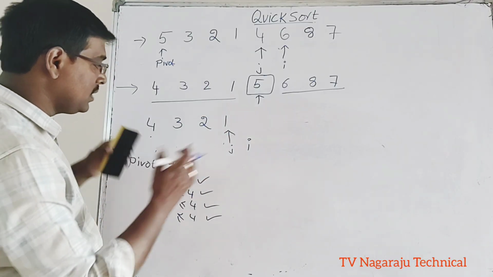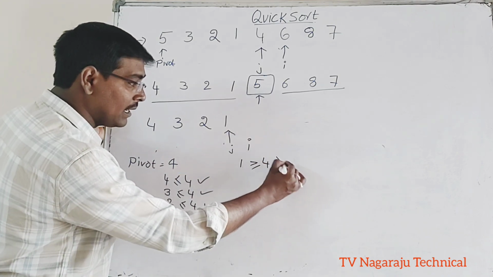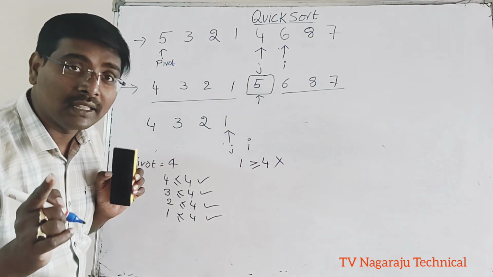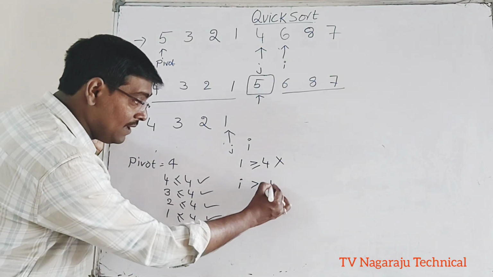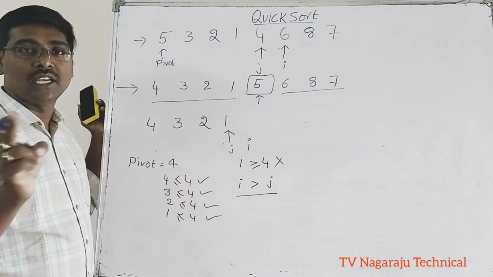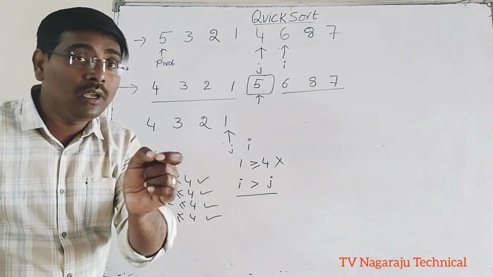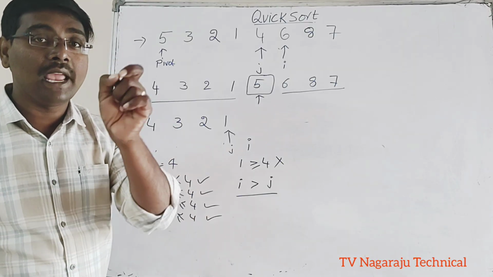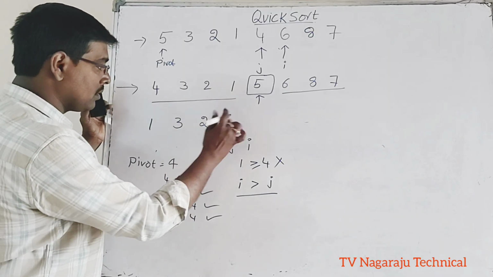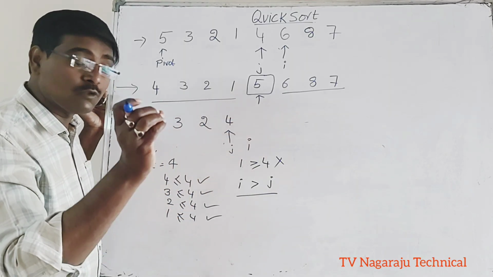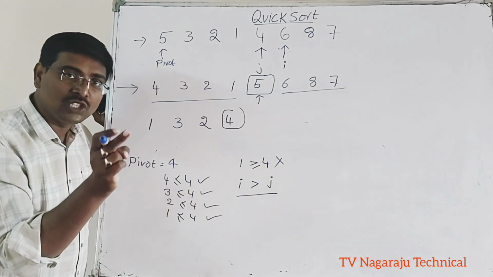Anyway, now stop. I check the j value. 1 greater than or equal to pivot. Condition false. The first time only, the condition is false. And the I value is greater than the j value. What are you doing? You are doing a swap: A of j with pivot. So this is 1, this is 4. Whenever we are swapping the pivot, you need to reset the I and j values.